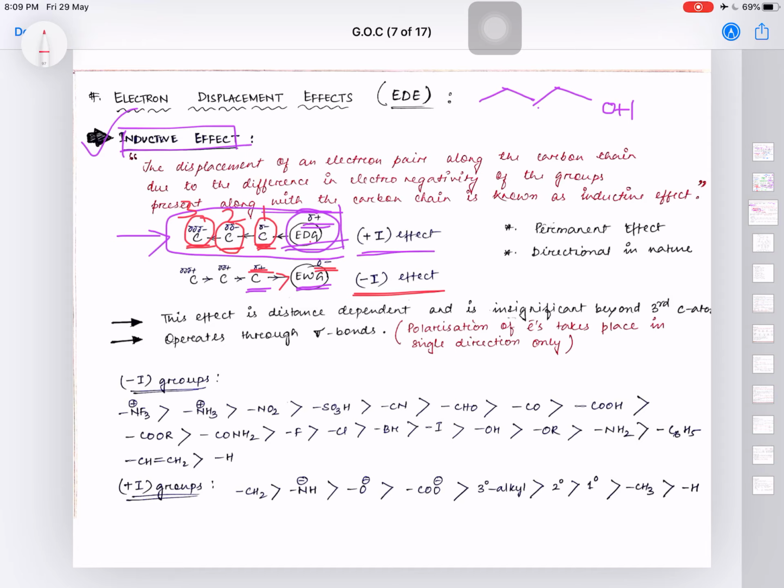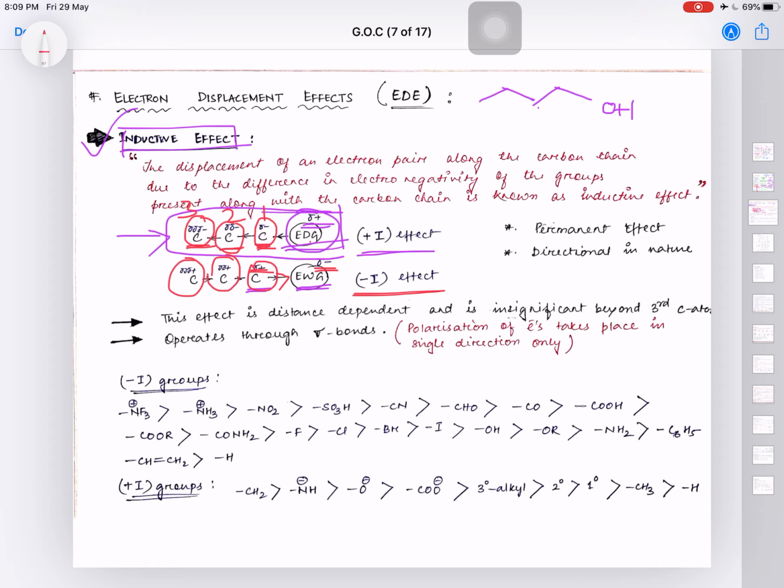Similarly for electron withdrawing groups also, the first carbon will have the most effect, means mostly affected, the second one will have lesser effect of the electron withdrawing group, and the third one will have the least. So after the third one the effect is zero. So this type of effect is only possible in the sigma framework, means only in sigma bonds it will be effective. Only in hydrocarbon chains or the carbon skeleton this effect is possible.